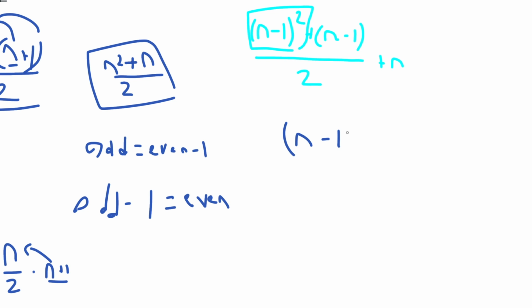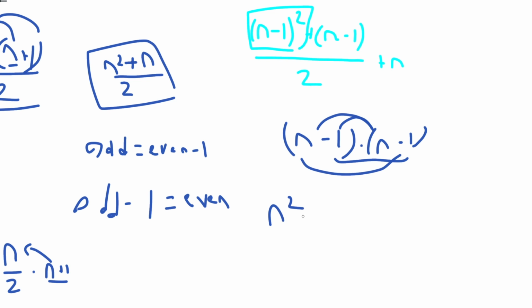n minus 1 times n minus 1, right? Because n minus 1 squared is just n minus 1 times n minus 1. So we can use FOIL: the first two times the inner, then the outer, then the last two. So what is the first two? That's going to be just n squared.